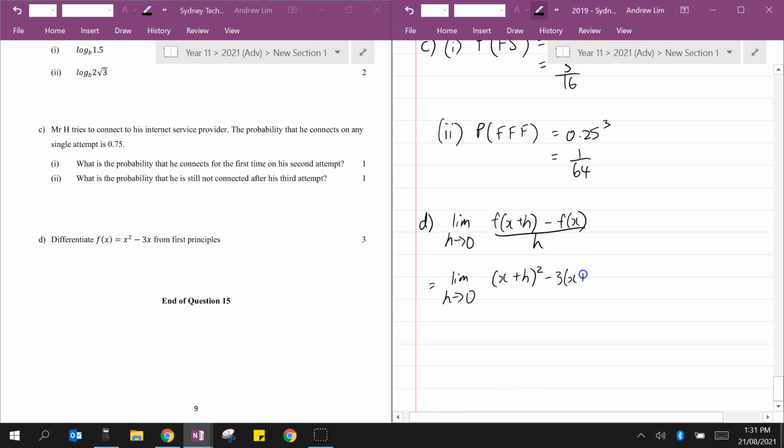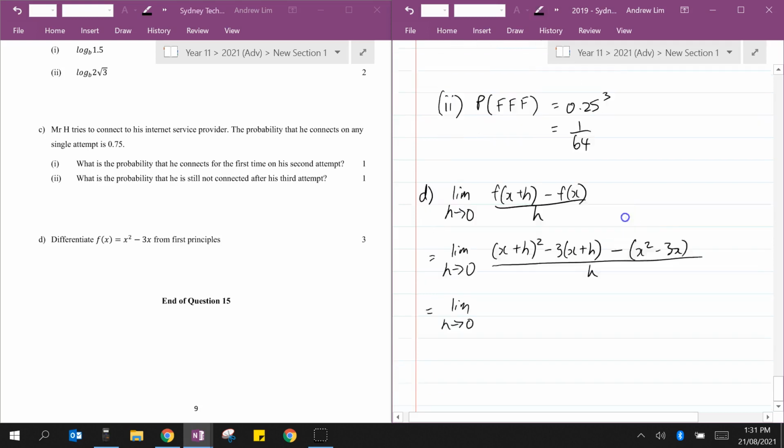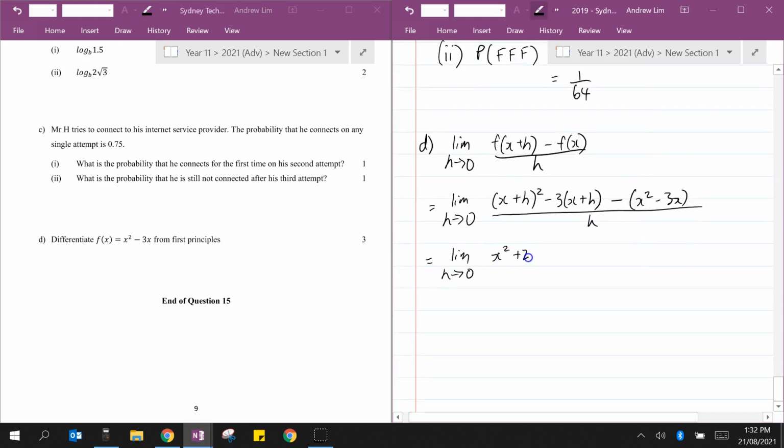Minus 3 lots of x plus h, and then we're going to minus f of x, all of that, x squared minus 3x. Okay, let's expand and simplify. x squared plus 2xh plus h squared minus 3x minus 3h minus x squared plus 3x all over h. The x squareds cancel each other out. Minus 3x and 3x cancel each other out.